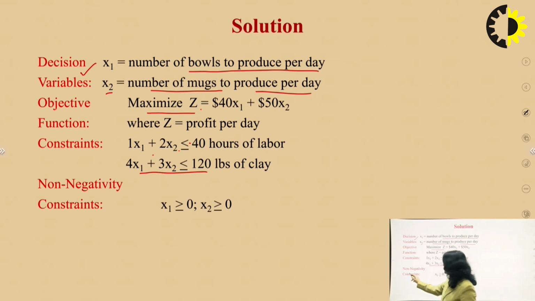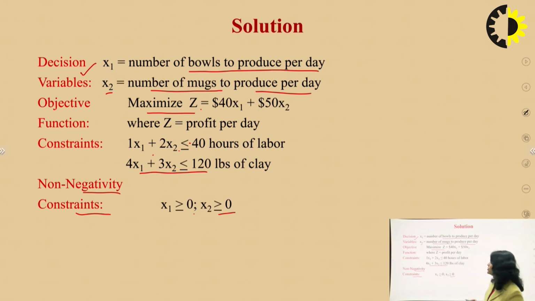Then we will write down the non-negativity constraints, meaning all the decision variables which are involved here are non-negative in nature, or greater than or equal to 0. So we will define it like this: x1 greater than or equal to 0 and x2 greater than or equal to 0. So this is our formulation.